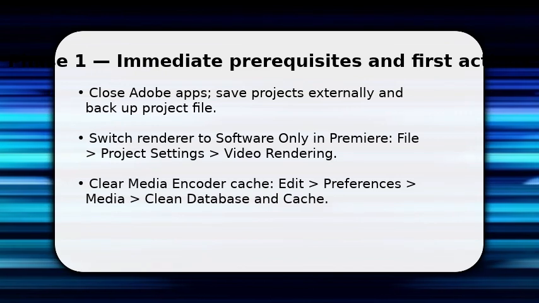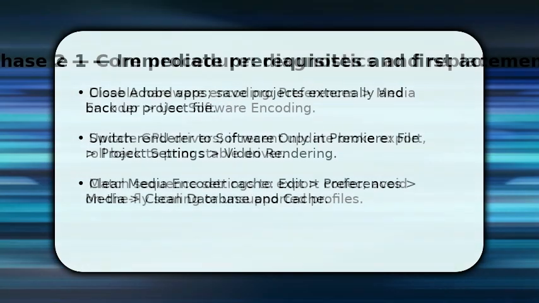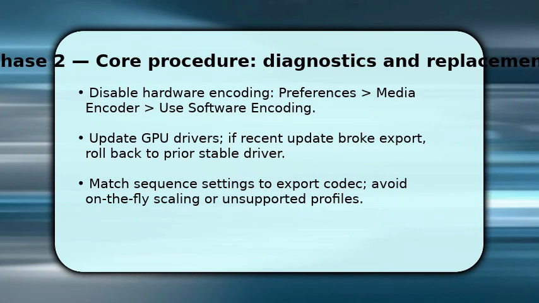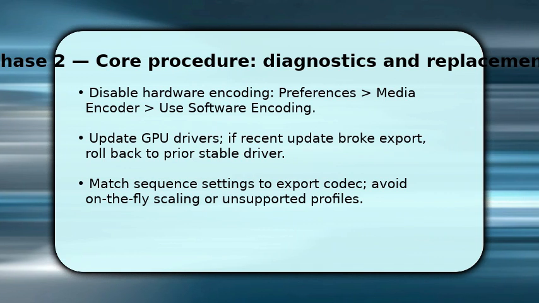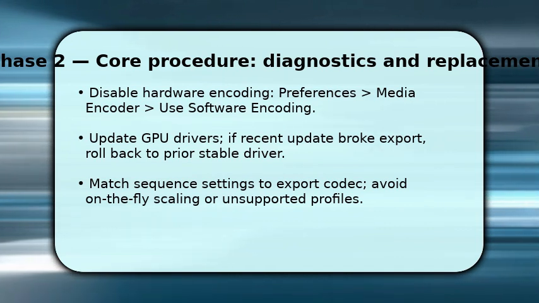Now focus on the complex middle steps that actually fix failures. Disable hardware encoding inside Media Encoder so the app uses CPU encoding. This sidesteps driver incompatibilities. Make sure your GPU drivers are up to date. If the error began after a driver update, roll back to the previous stable version.